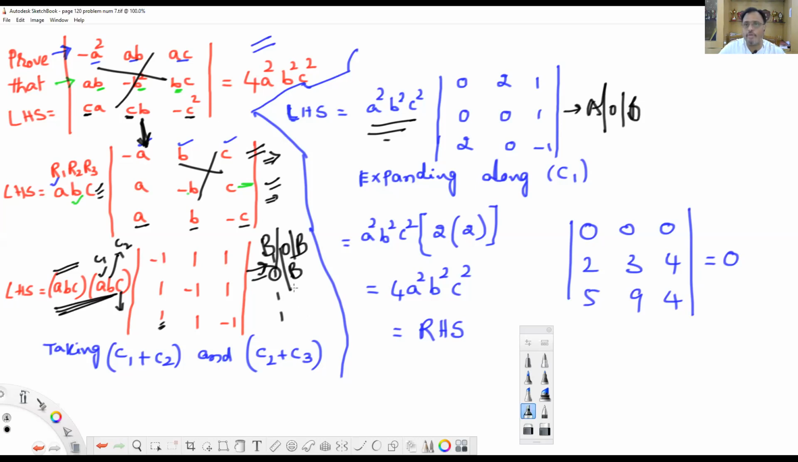That's what operation I'm doing. Look, I have decided to add C1 plus C2. Why am I adding C1 plus C2? Because one element will become 0. If elements become 0, finding the value of the determinant becomes very easy for us. Okay, C1 plus C2, and after that, C2 plus C3. So then what will happen? You see that.